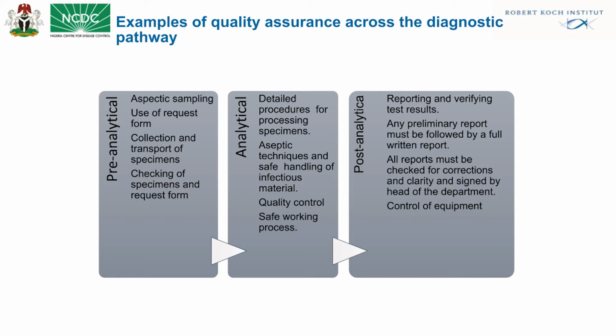We have pre-analytical, we have analytical, and we have post-analytical. In pre-analytical, we have to follow this procedure: aseptic sampling, use of request form, collection and transport of specimen, checking of specimen and request form. This is done to be sure that what we are doing is correct, and that the sample we have received is the right one, in order to move to the analytical stage. We need to check the documentation properly and compare it with the sample we have received.